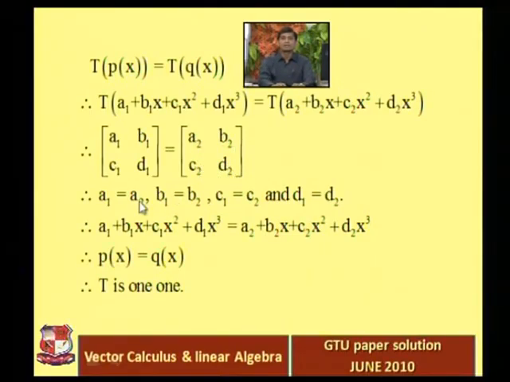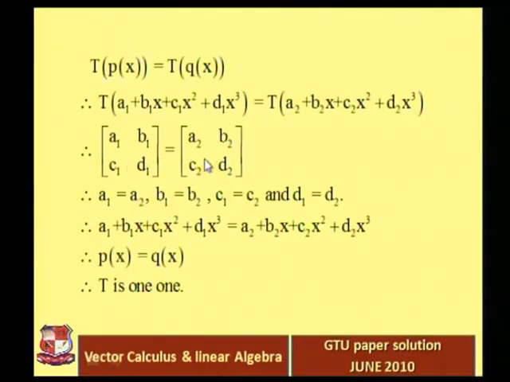Now these two are equal 2 cross 2 matrices, so we can compare each and every coordinate. Equality of two matrices means all the entries are the same. So we can say that A1 is equal to A2, B1 is equal to B2, C1 is equal to C2, and D1 is equal to D2.